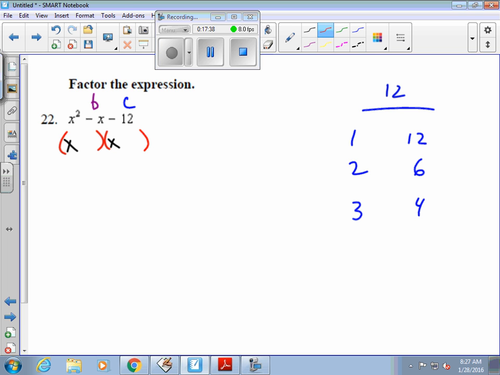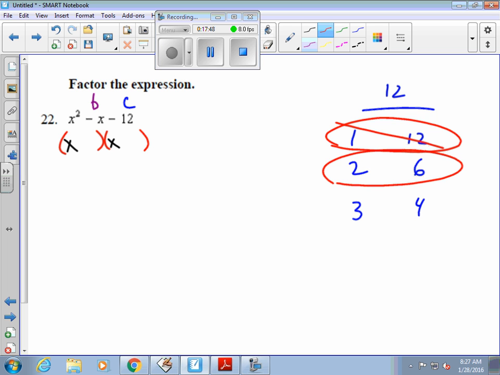If I put 1 and 12 together, I either get 11 or 13, depending on if I add them or subtract them. If I put 2 and 6 together, I either get 4 or 8 by adding or subtracting them. That's not 1. And if I do 3 and 4, I either get 7 or the number 1. That's the number I'm looking for, the number 1. So we have to use 3 and 4. So we're almost finished with factoring this.